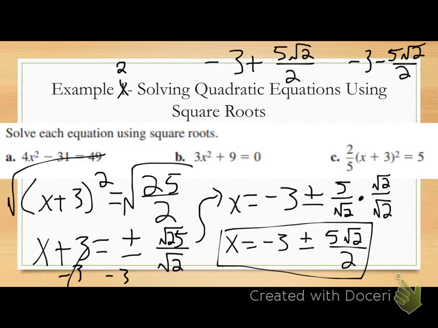Why can't the square root be on the denominator? Because that's the definition of simplest form for a radical, a term containing a radical.